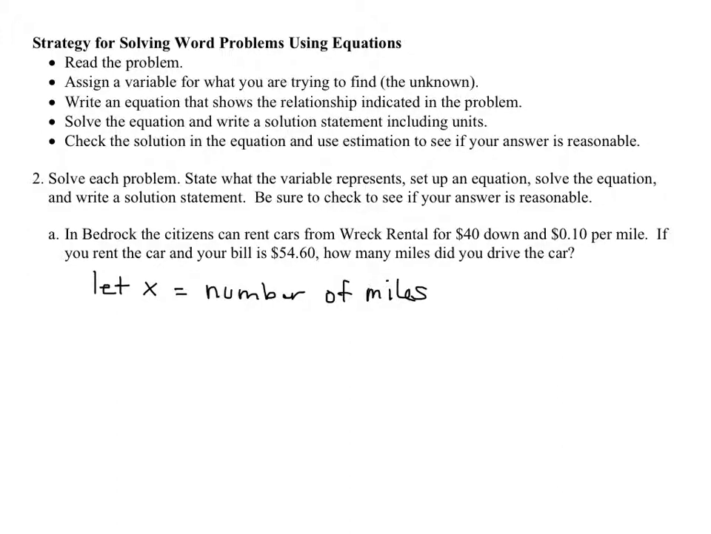So now we are going to write the equation. $40 down means that no matter how many miles I drive, I have to pay $40. So I'm going to write plus 40. And it's 10 cents a mile. So if I drive 2 miles, it will be 20 cents. X miles, it will be 0.10x. So 0.10x plus 40 is equal to my total amount I pay. And now we have a relationship. We wrote an equation. We represented, we wrote the equation.